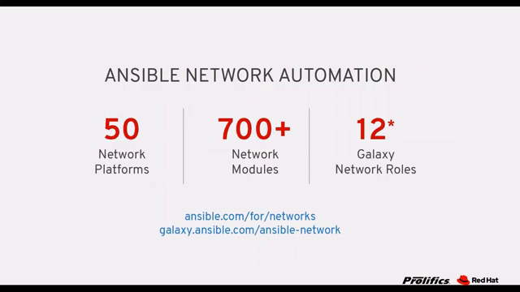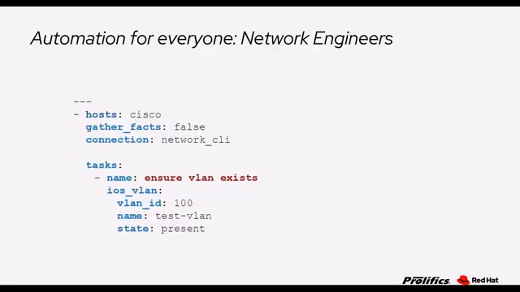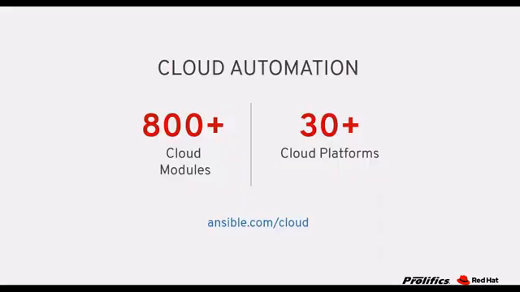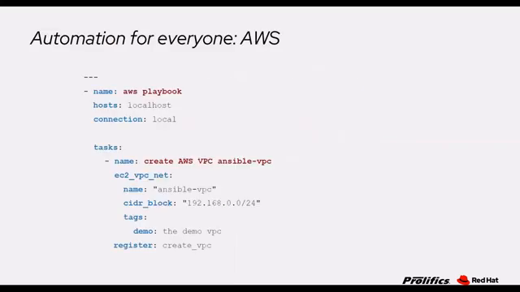For network automation as well, another popular use case, there are 50 network platforms and over 700 network modules. Cloud automation, again, over 800 cloud modules and 30 plus cloud platforms. And on the screen right here is an example for AWS, which we're going to look at in a little bit more detail later on in the demo.